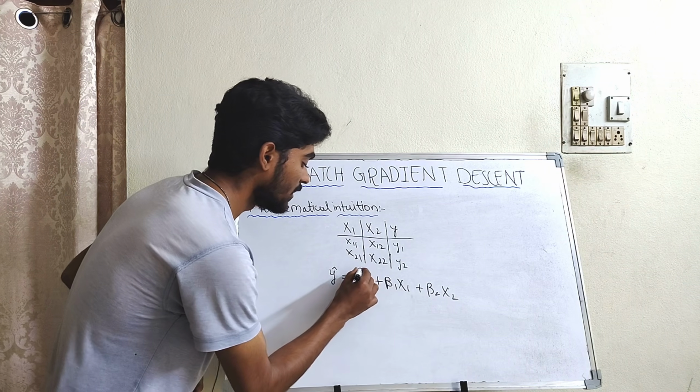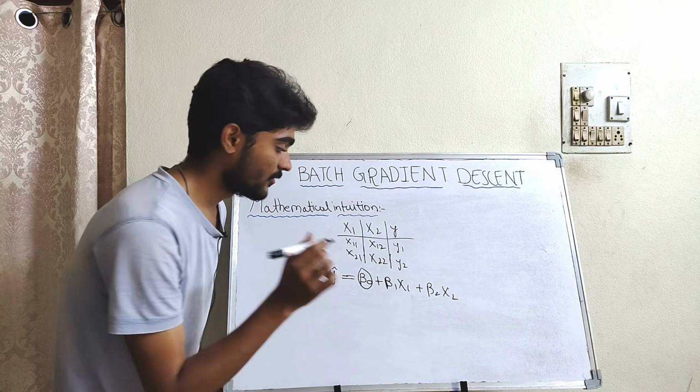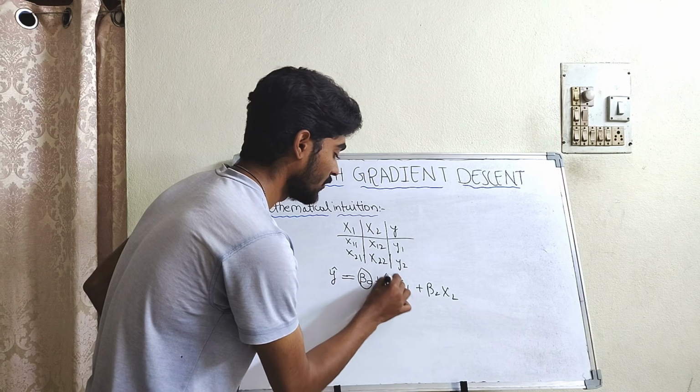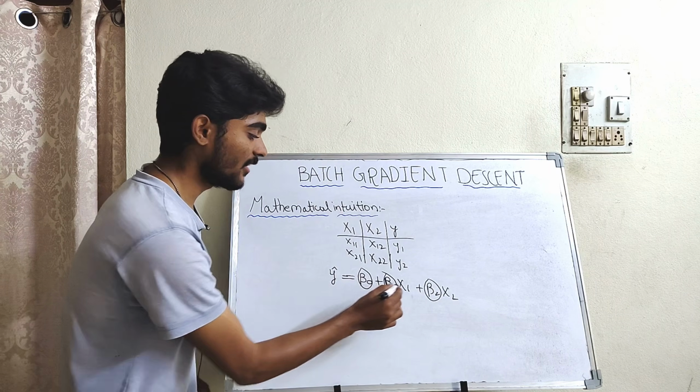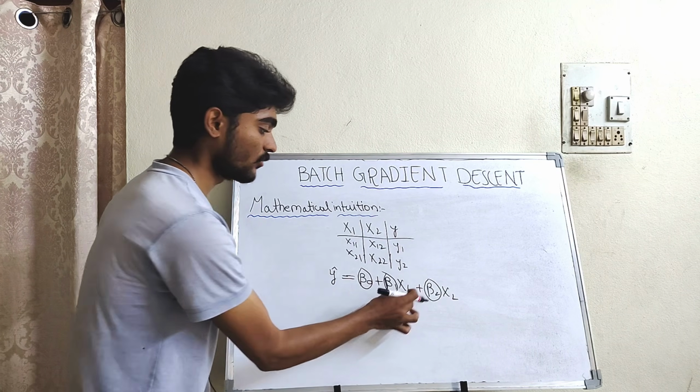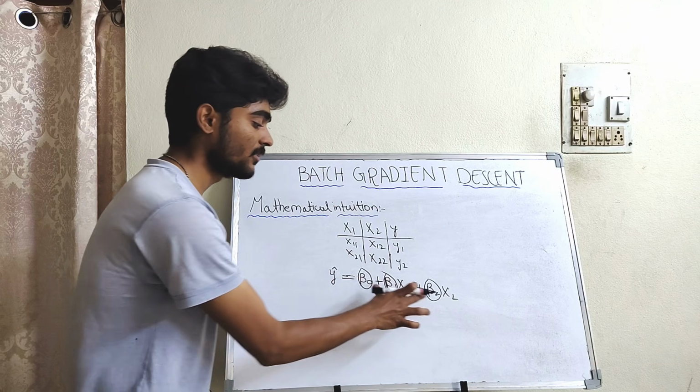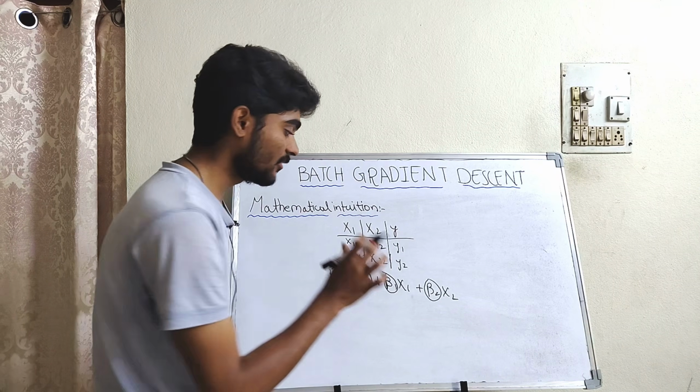This beta naught is my bias term, this beta 1 is my weight, this beta 2 is my weight, and this x1 and x2 are my features. This is my bias term, and these two are my weights.